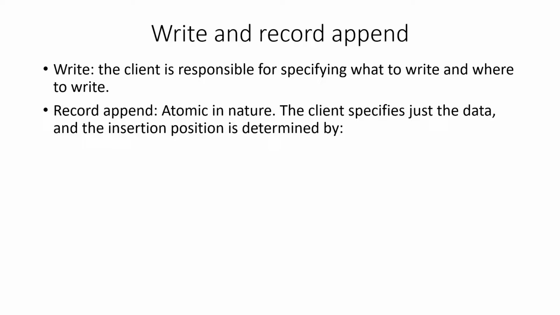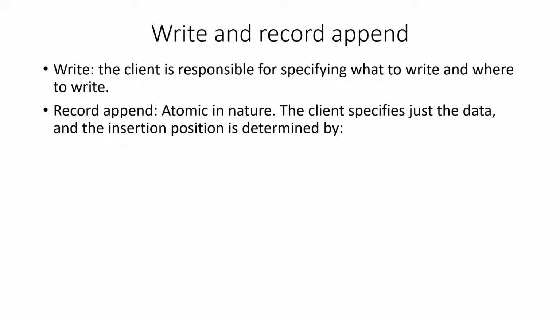So now we'll be looking at two types of mutations. One is write and the other one is record append. If a particular client wants to update an existing file by writing data to it at a specific point, it uses the write command, because this command not only passes the data but also tells the chunk server where to write this particular data that was passed.